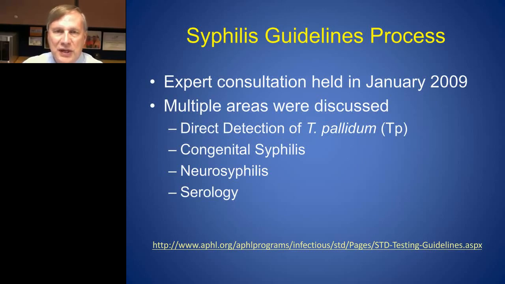There was an expert consultation that was held. It was actually held concurrent with the Committee on Gonorrhea expert consultation just down the hall. And multiple areas at that time were discussed with the syphilis experts. The direct detection of Treponema pallidum, or syphilis, things like PCR and dark field, etc. Congenital syphilis, use of IgM or other tests to detect congenital syphilis. Neurosyphilis, what tests could we use? What tests could we use to differentiate other entities from syphilis?